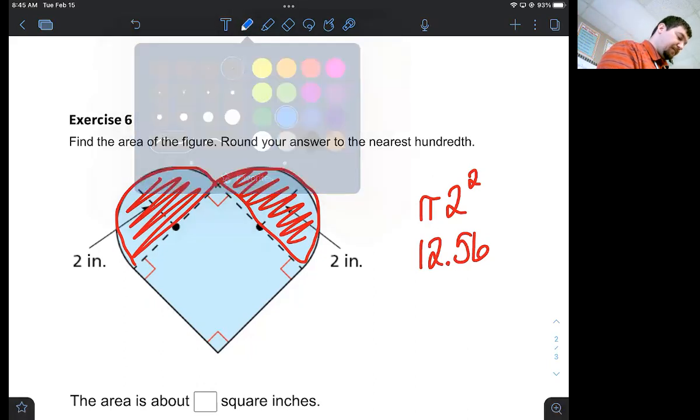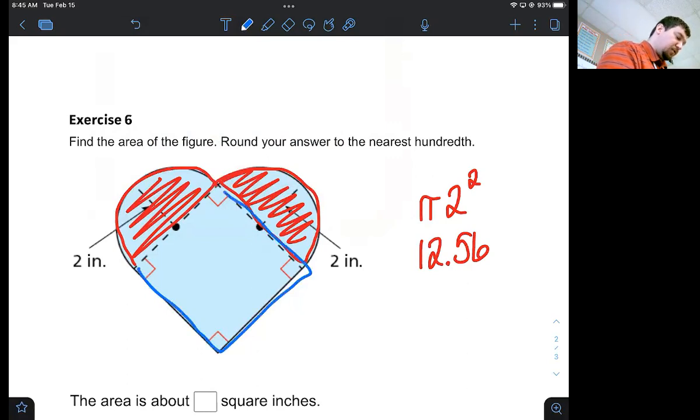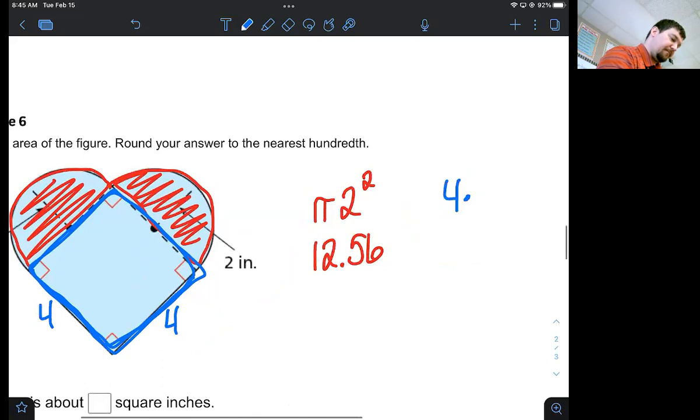Now for the square. Before you jump to conclusions on the square, because we know we're just doing base times height, you should double check that you really know what the base of the square is. How long is this line from here up to there? 4. Yeah, it's actually the diameter of the semicircle, not 2, it's 4. So we've got 4 for all the sides of the square. What's 4 times 4? 16.